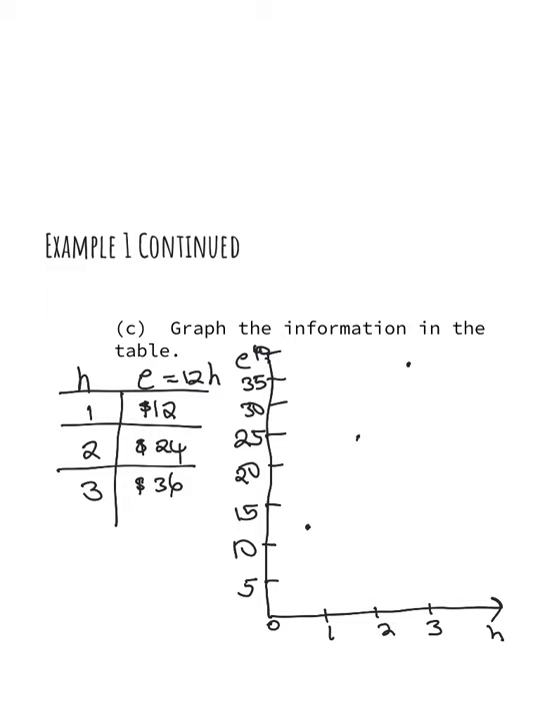Looking at this, I can tell it's going to be a line. Plus, if it's a linear equation, linear equations or linear functions, when you graph them, you get a line. So I would use a straight edge, and I would connect these points. And that's my line.